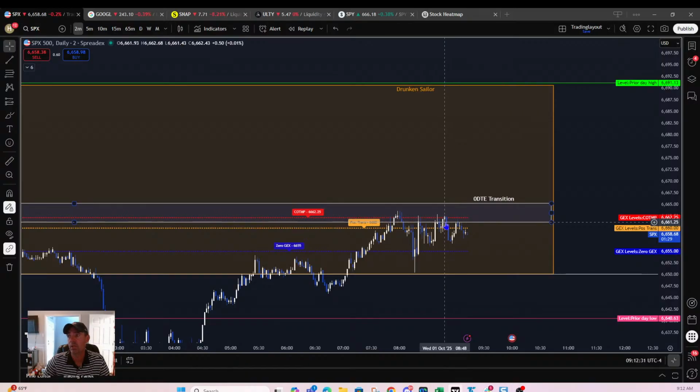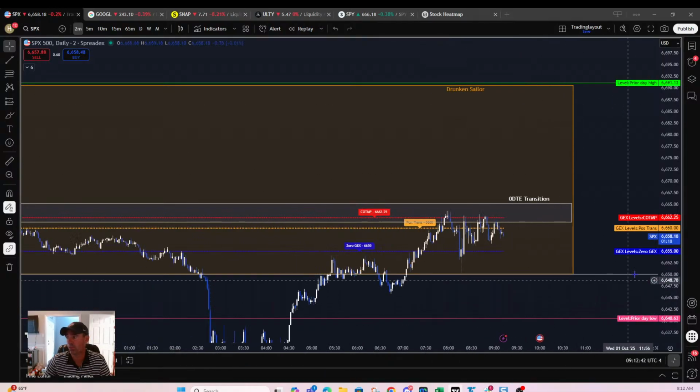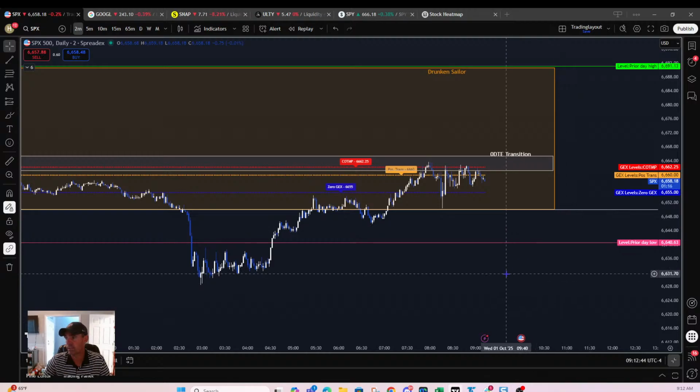Below transition, we'd look for a little bit more weakness down towards 6650 in the bottom of DS. Above transition, a little bit more bullish, and for the top of drunken sailor range. And then below these levels, we'd be full short with a move down towards 6640, and then ultimately down towards the lows, 6620 and 6600.